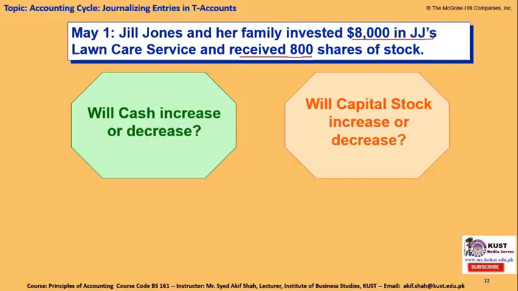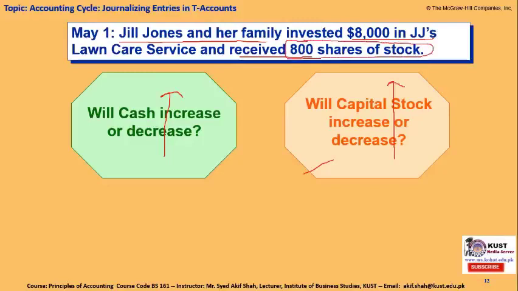We have to analyze this economic transaction. So we have inferred that the cash level with the company has actually increased because the company has received $8,000 in exchange for 800 shares issued to Jill John and her family. At the very same time, the second question arises: will the capital stock of the company increase or decrease? The capital stock of the company has increased because the company has issued 800 shares of stock to Jill John and her family.